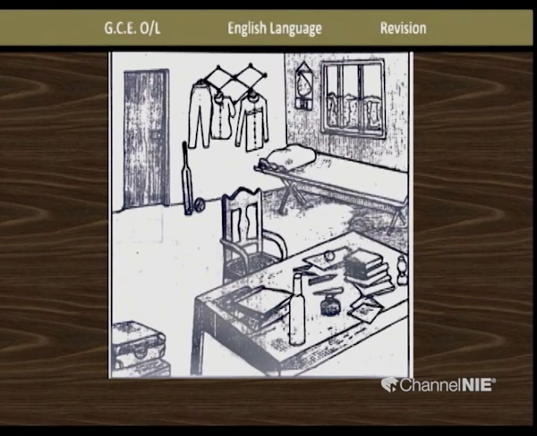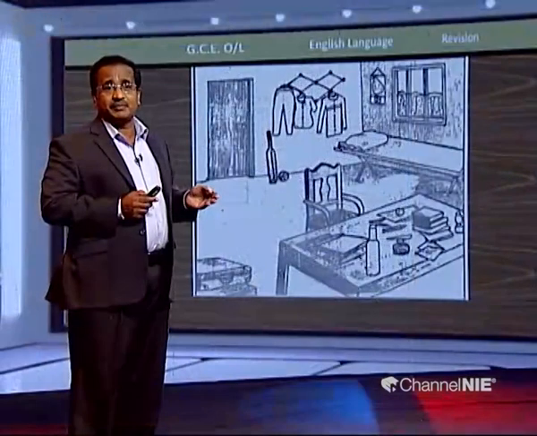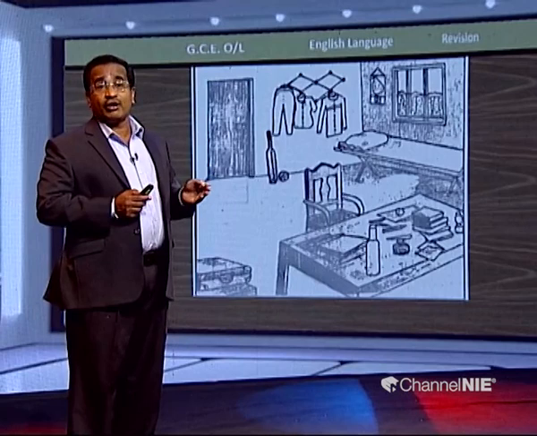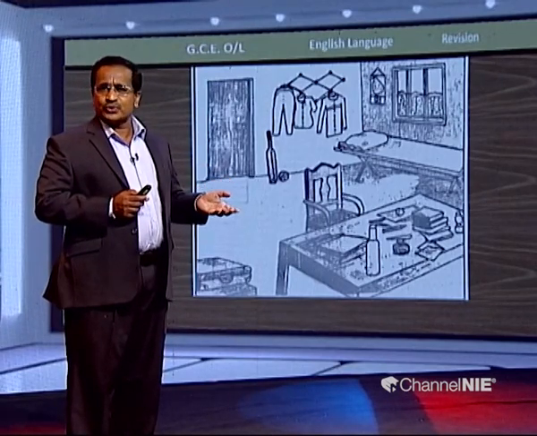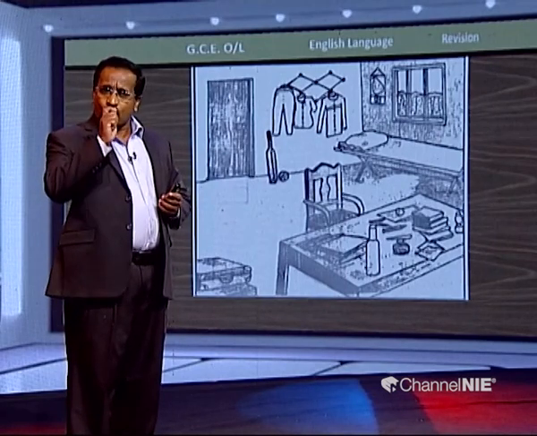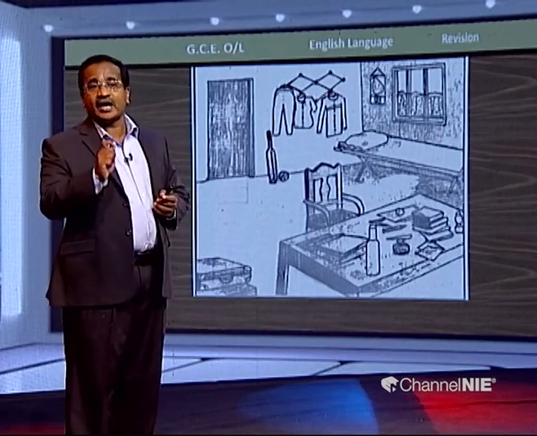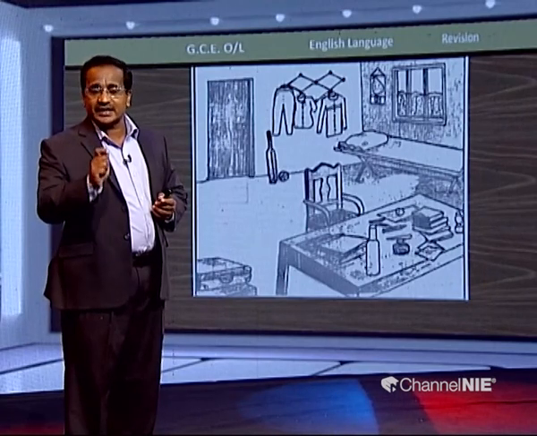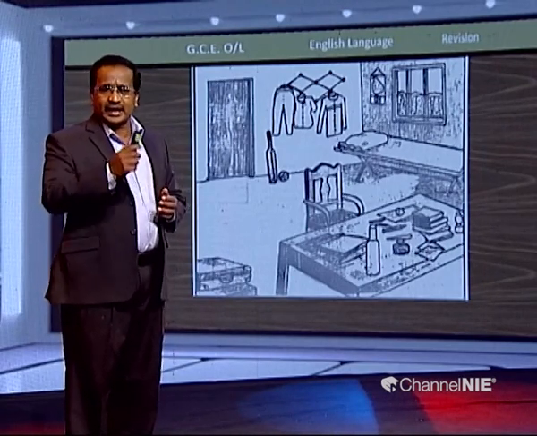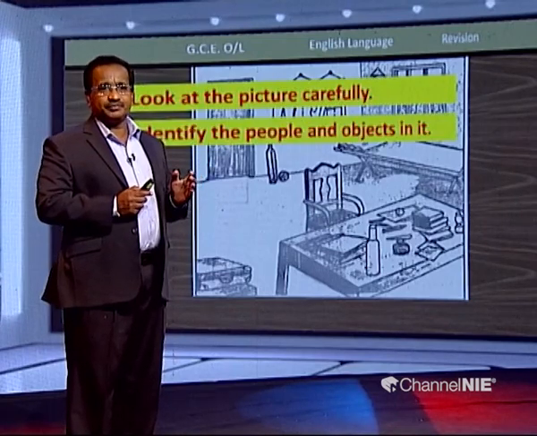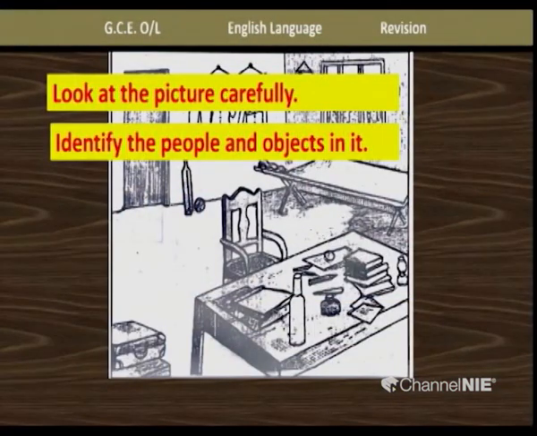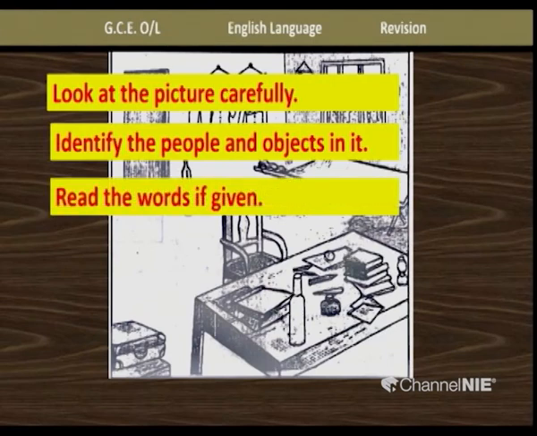If there are people in the picture, of course, there are no people in this one, you have to think of what they are wearing and what they are doing. So, please observe the picture very carefully before you start this activity. Look at this picture. What should you do after observing the picture? If you can identify the objects and the people in it, you can read the words if the words are given.